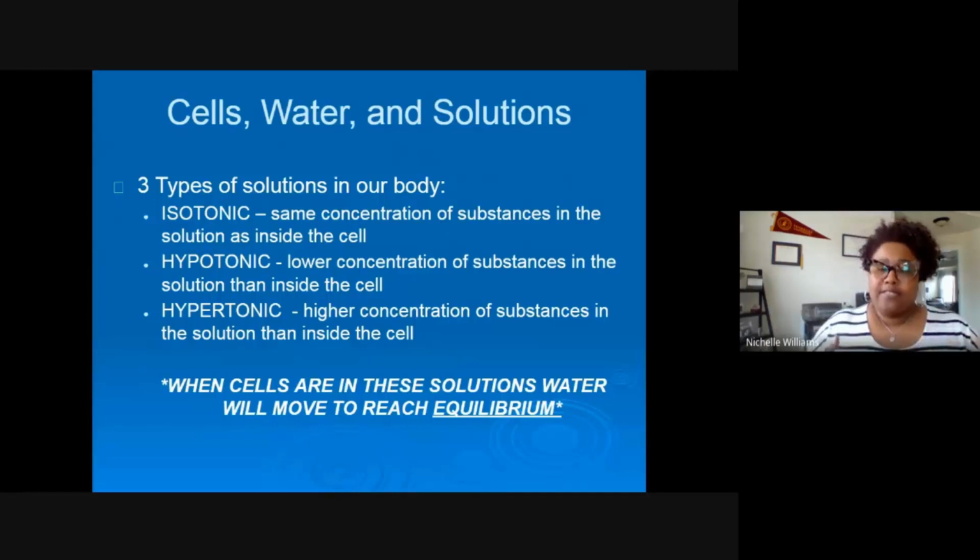So when you have cells placed in these solutions, the water is what's going to move. So when we talk about tonicity or these types of tonic solutions, we know that water is what's going to do the moving to try to bring about a balance. Okay. So instead of the substances, the salt or the sugar moving, the water is going to move. But the question is, which way will the water move?